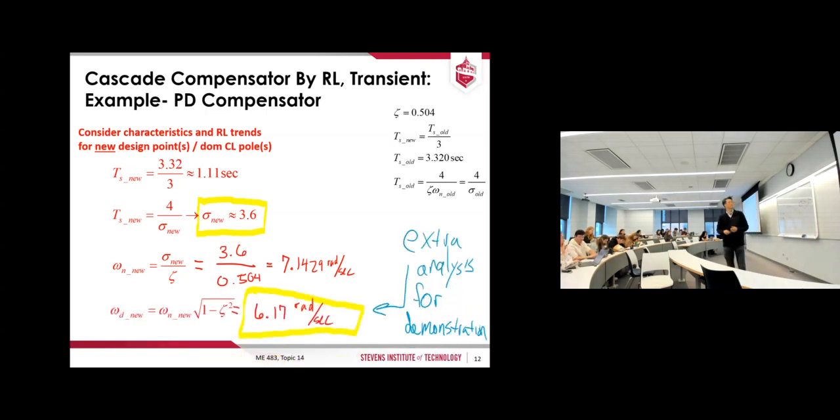Okay? So we know sigma, omega n, therefore we know also omega d. Omega d is omega n times square root of 1 minus zeta square, which means that this is sigma, new sigma, the design point, 3.6. So that should be negative 3.6. And omega d, 6.17. This should be 6.17j.